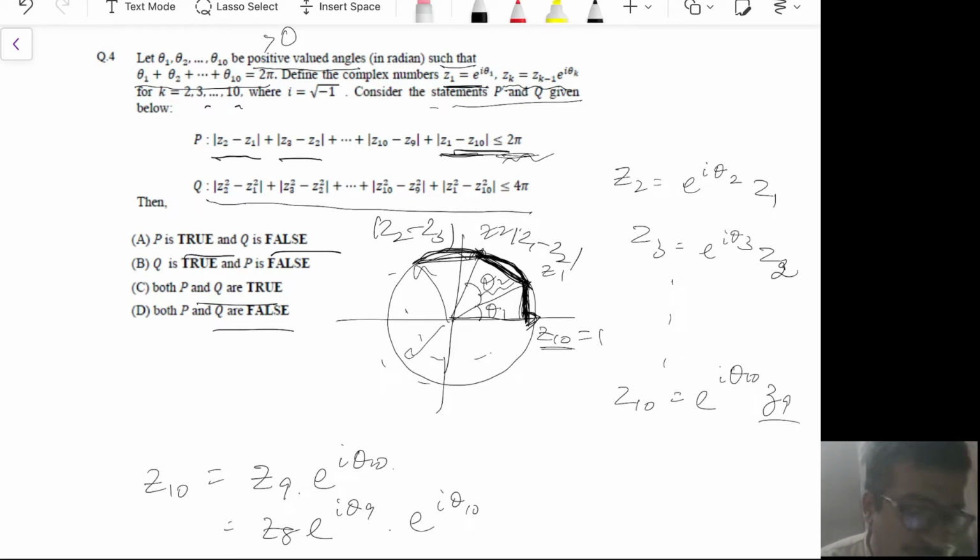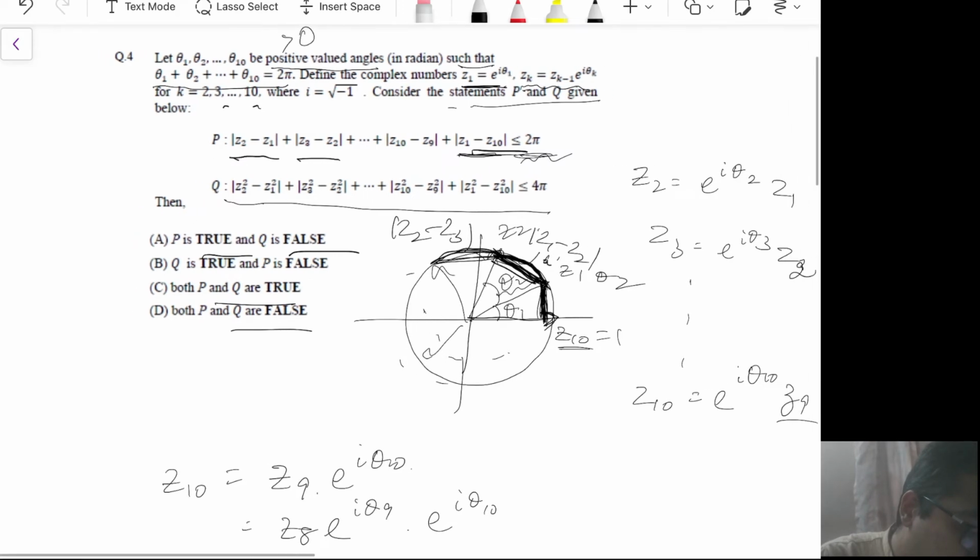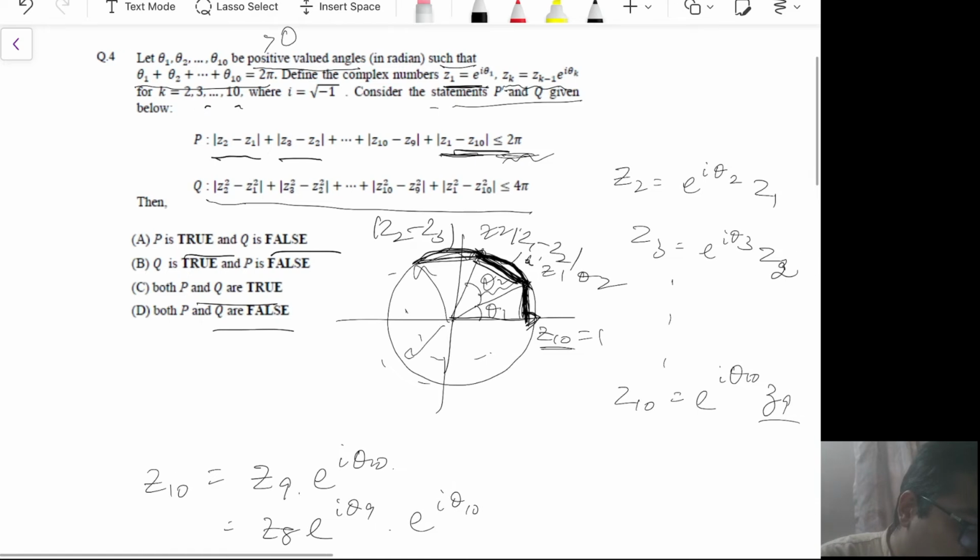Because these arcs are in radians, the length of a chord is always less than or equal to the length of the arc, so this chord length is less than or equal to theta 2. Similarly, by the same logic, the remaining chords are also less than or equal to theta 3, theta 4, and so on. This chord subtends an angle of theta 1, so it is less than or equal to theta 1. So the sum of these chords is less than or equal to their corresponding arc lengths, which sum up to theta 1 and so on, and it is equal to 2 pi.